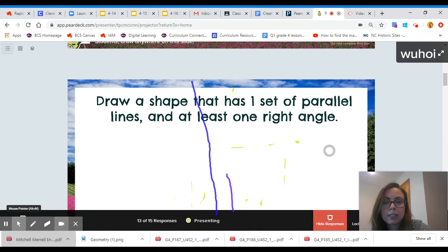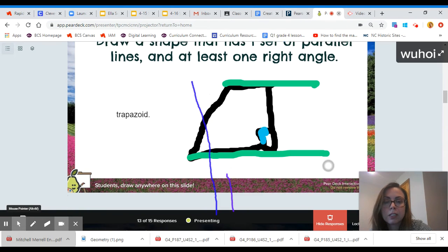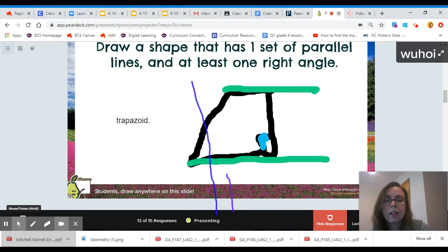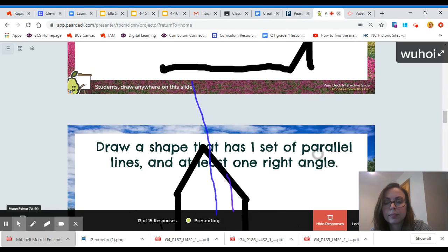Draw a shape that has one set of parallel lines. Okay, so they deleted theirs. A trapezoid, that's the same as the one we saw before. But this is a little bit of a different trapezoid because it has the right angle in it. Draw a shape that has one set of, that didn't work out.